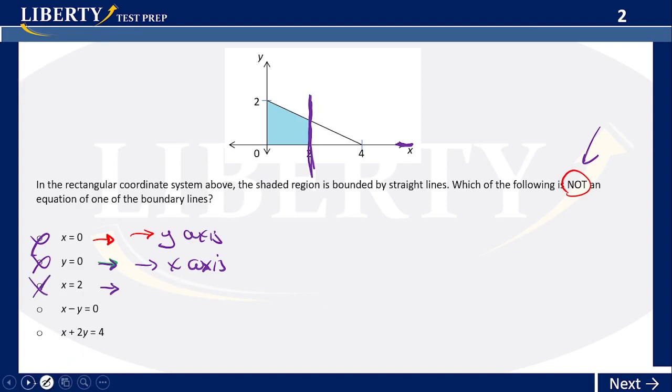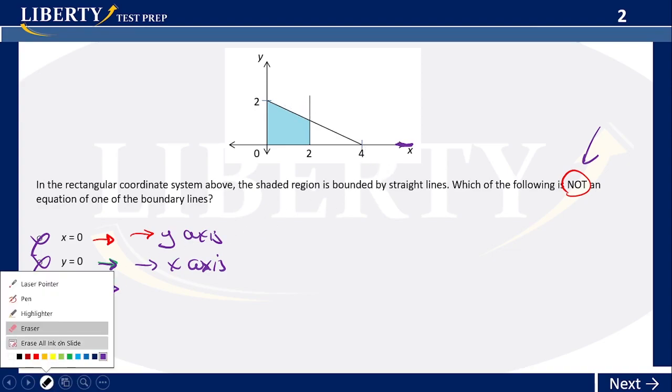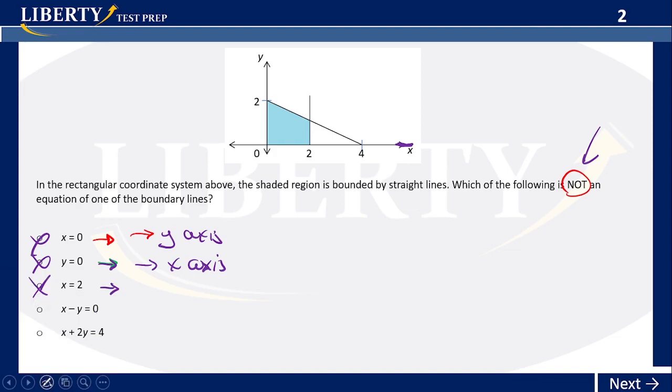So the only thing we're missing right now would be this line that goes from y-intercept 2 to x 4 with a negative slope. That's the only thing we're missing so far. So now let's see. Let me change colors.